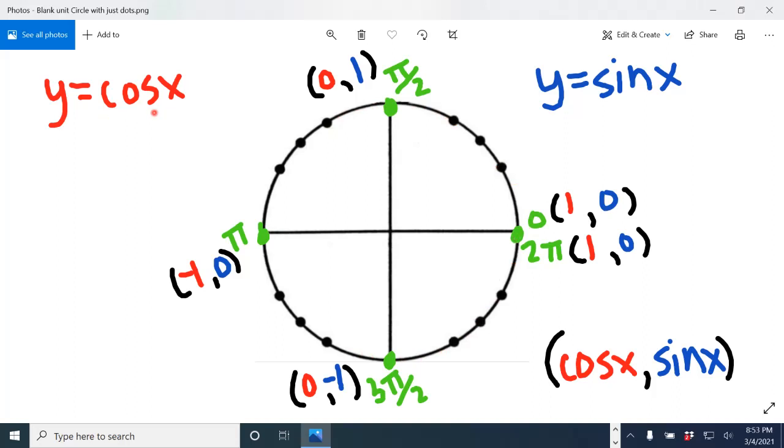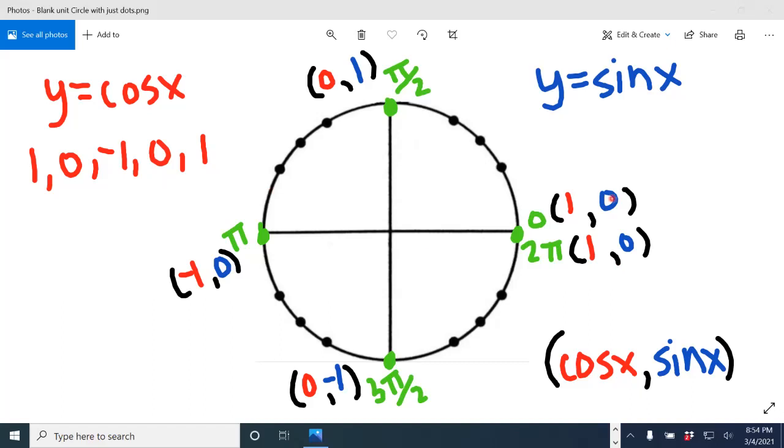Now, when we're focused on the cosine graph, I'm focused on just plotting the x coordinates, the ones in red. So for cosine, I'm going to start with 1, 0, -1, 0, and back to 1. Those are the 5 values. Let me write those over here: 1, 0, -1, 0, 1.